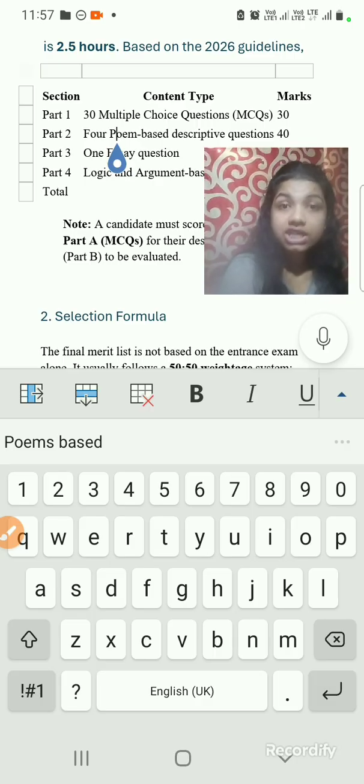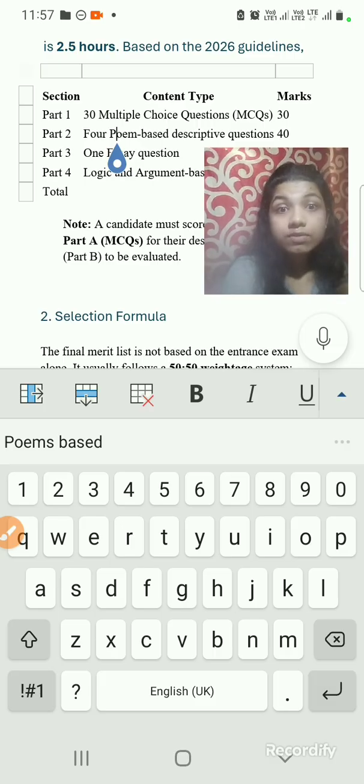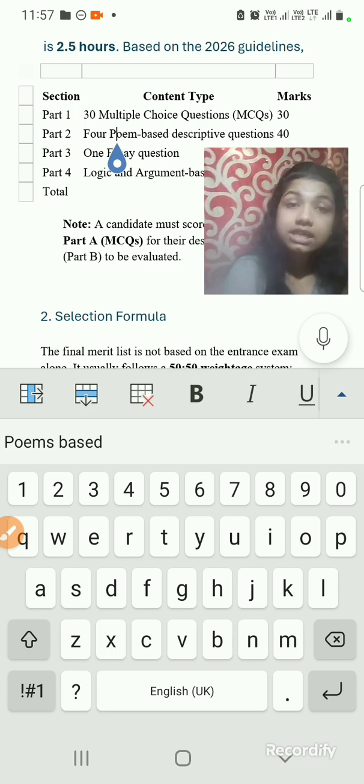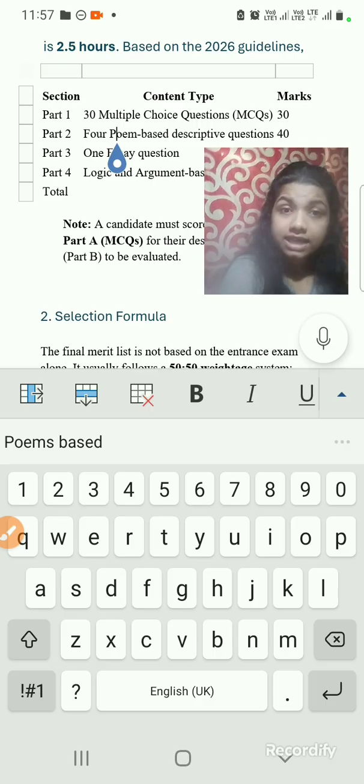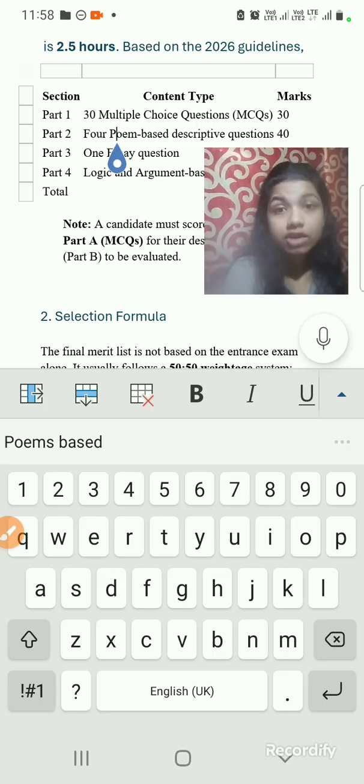Then the one essay question is vital. There you have to put in something that will compel the evaluator to choose you and give you the marks that can confirm your admission. I'll teach you in small steps which kind of writing you should do and how. For the logic argument based questions, you have to develop the skill of argument.